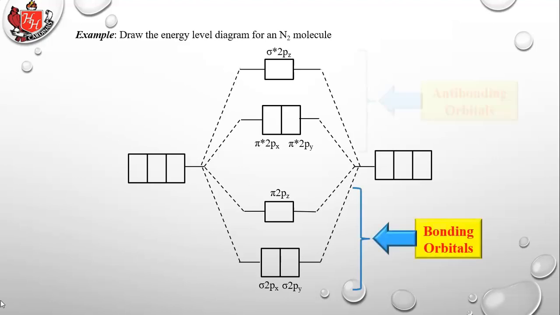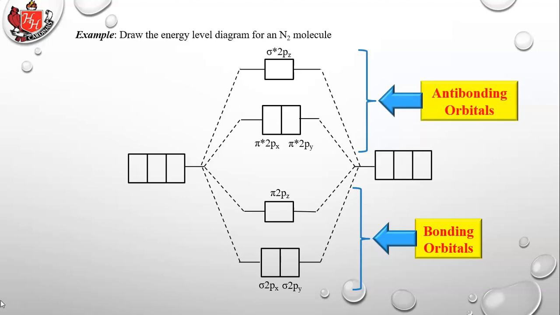Those are bonding orbitals. Up there, those are anti-bonding orbitals. They're up at a higher energy level than those 3 boxes on each side, which is where the individual nitrogen atoms will be.